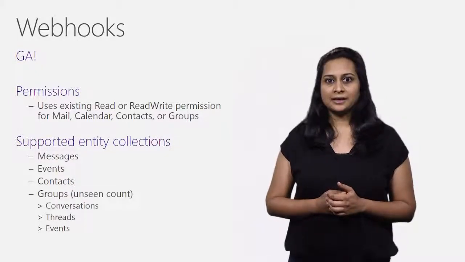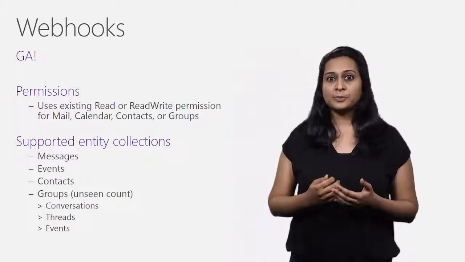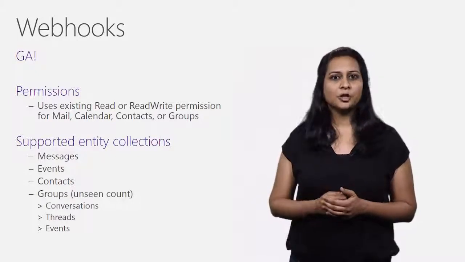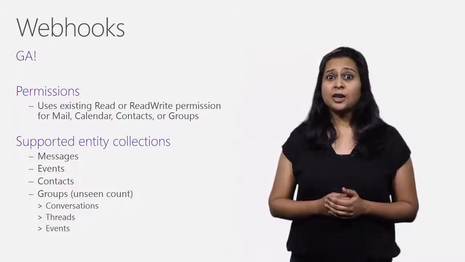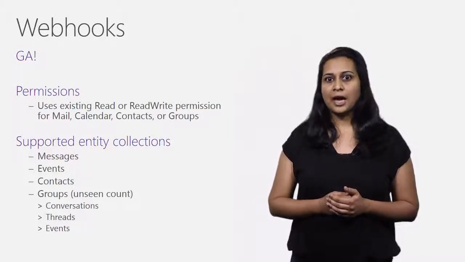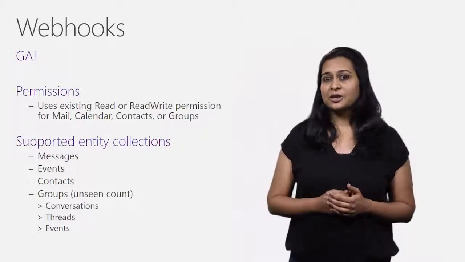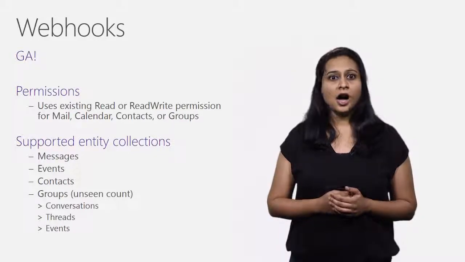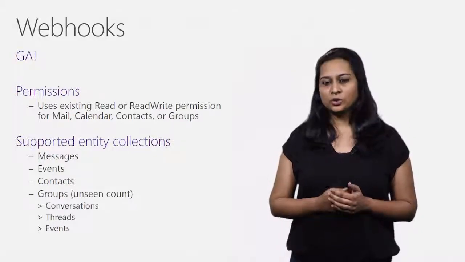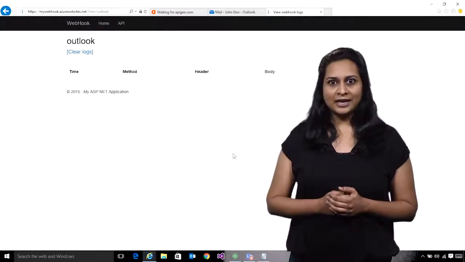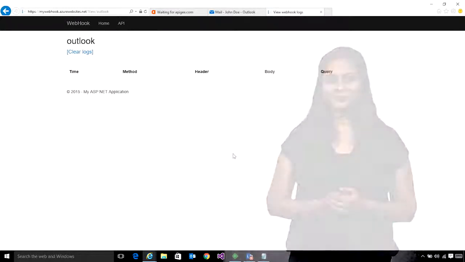The app needs to first subscribe to notifications at the subscriptions endpoint by specifying which changes are of interest to the app, for example, incoming emails. Each subscription is valid for 72 hours, after which the app would need to renew the subscription. Let's go ahead and look at a quick demo.